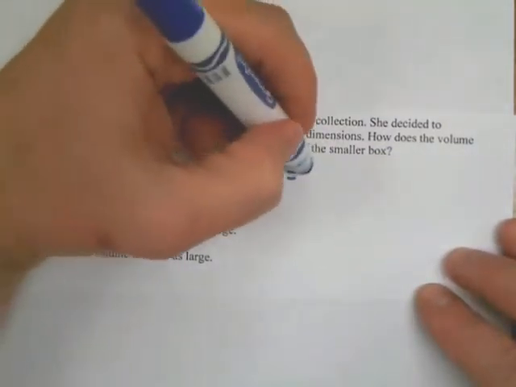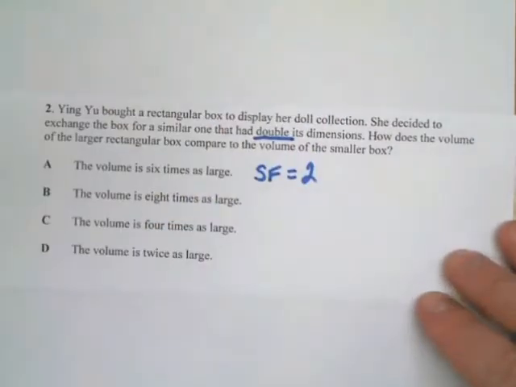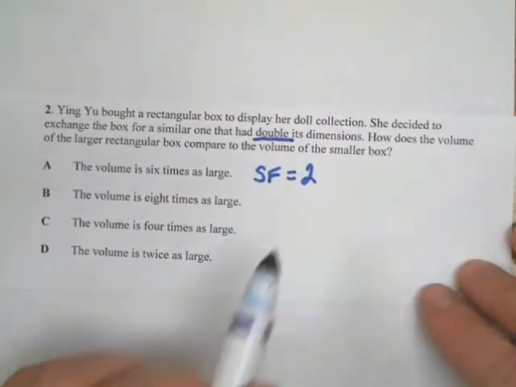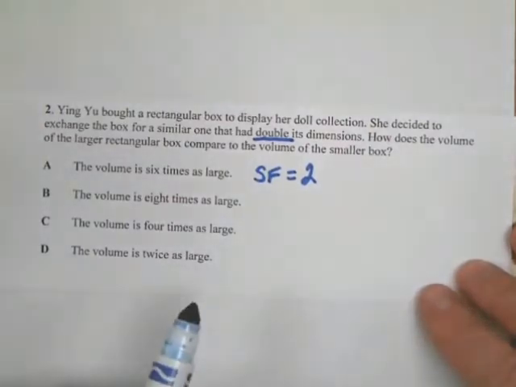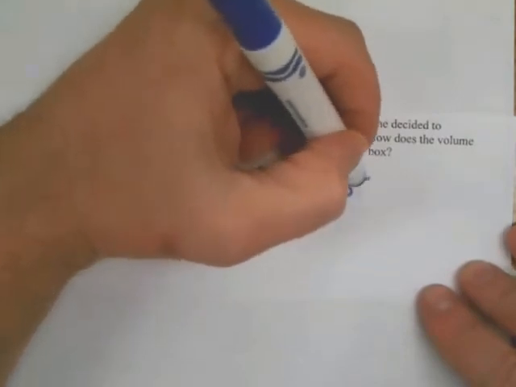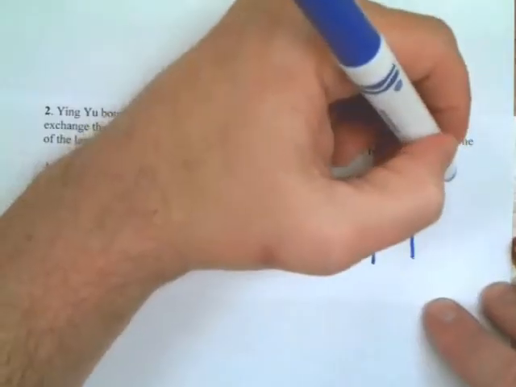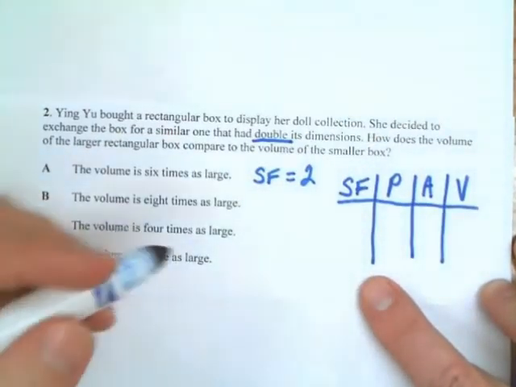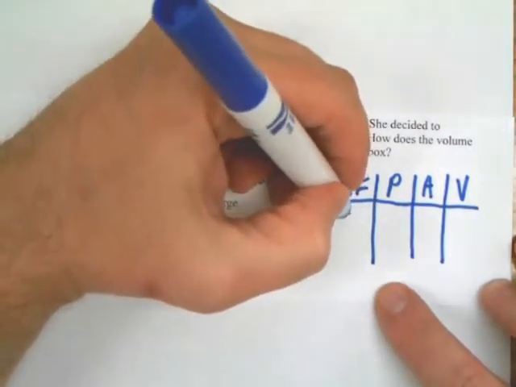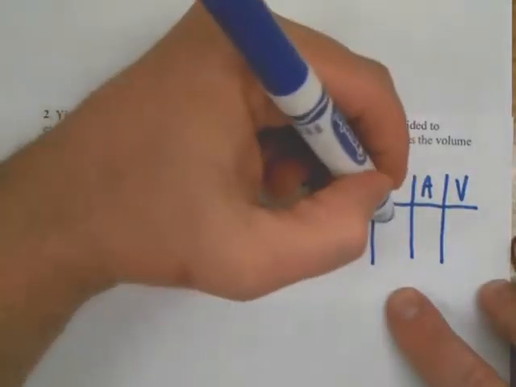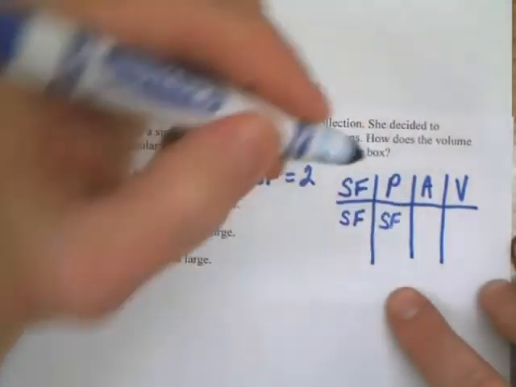That's a scale factor of 2. We use SF to abbreviate scale factor. There's a comparison that we do to show the differences between scale factor when it has to do with perimeter, area, and volume. The scale factor is going to be the same when you're talking about perimeter. It doesn't change.